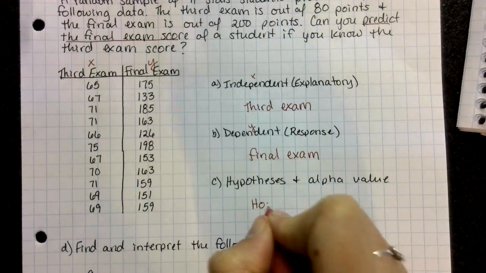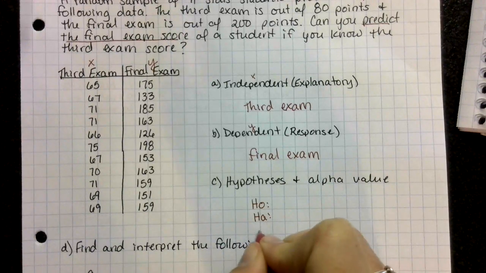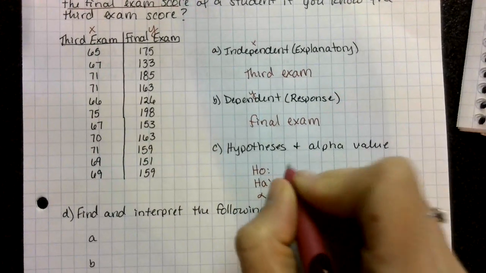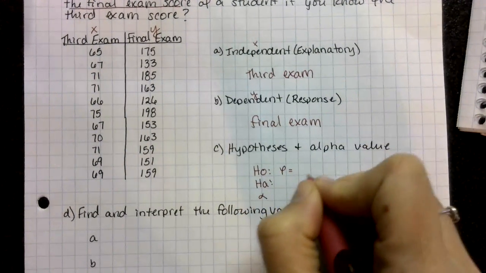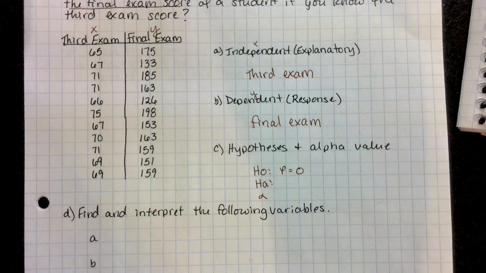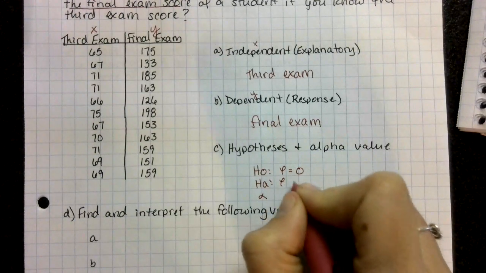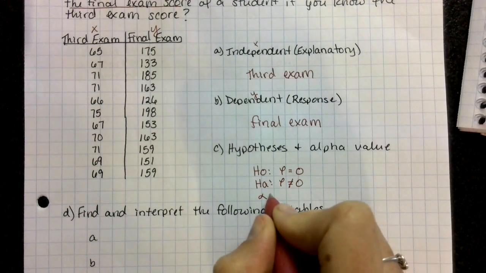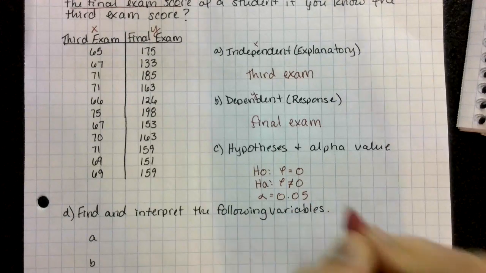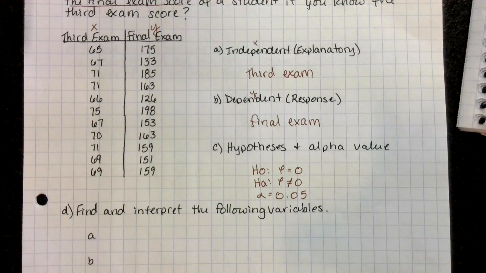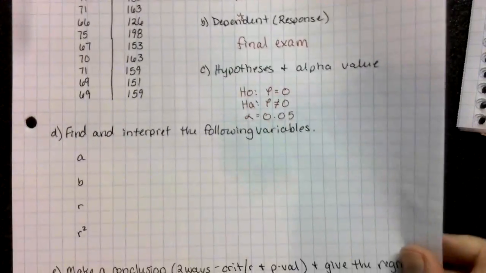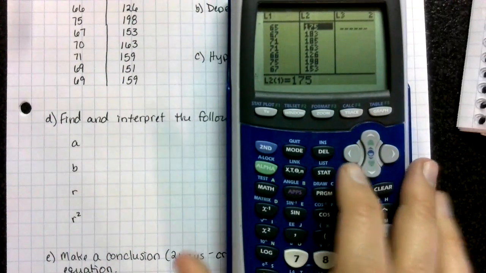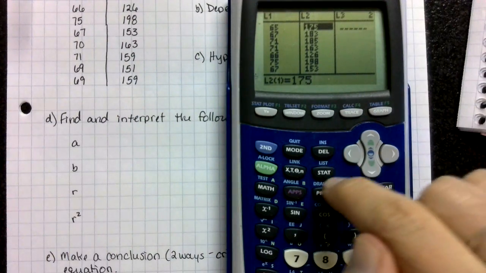So we have our null and alternative and our alpha value that we're looking for here. As we mentioned in the last video, our null hypothesis is always that rho equals 0. And then the alternative is that rho is not equal to 0. And unless we have reason to believe otherwise, we are going to continue to use 0.05 for alpha. So we're going to run the linear regression t-test. We're going to get these different values, and we're going to find and interpret those.